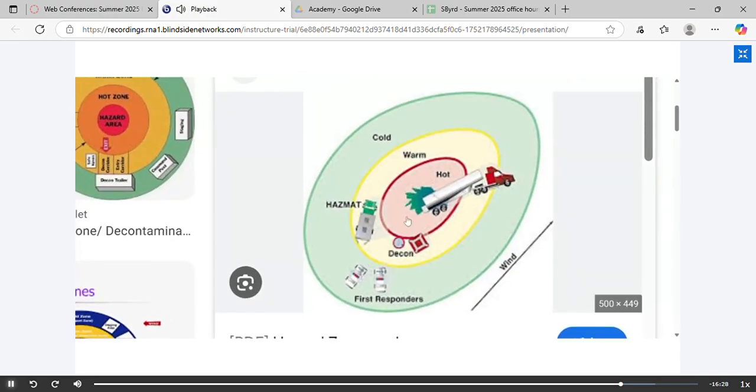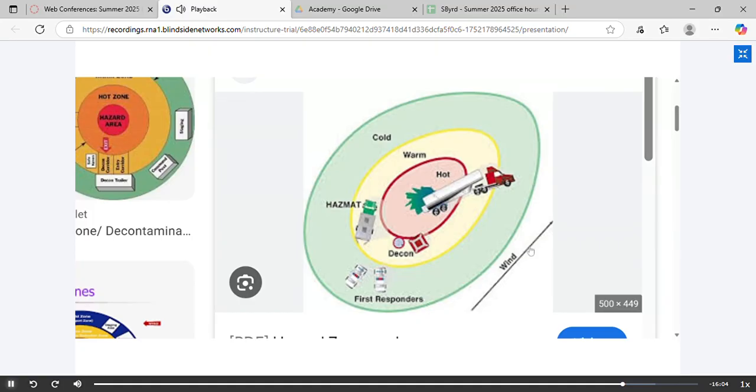Okay, so the hot zone is the area immediately surrounding the release, right? Here's your warm zone. Here's your hazmat team. They're going to be in the warm zone, going in and out, but this is also where we're going to have decon. This is the transition for them to bring your patients, decon them, do any life-saving treatment, and bring them out to the cold zone where the other first responders are.